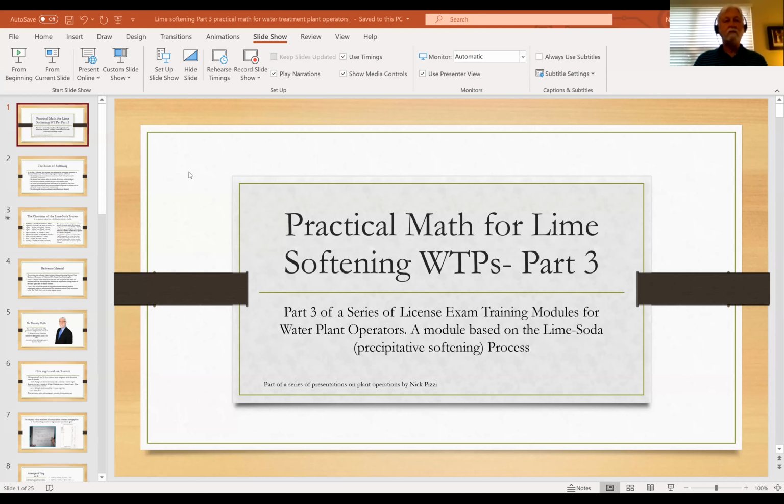But this is the third in the series of practical math for lime softening and water treatment plants. This is aimed at operators who are working in lime softening plants, lime soda process, and who are training for their license exam. This module is a follow-up to the first and second modules that we did. So let me share this screen and go from here.